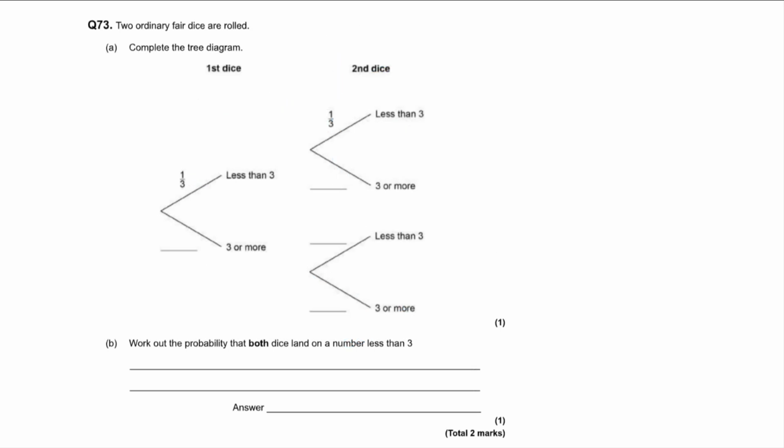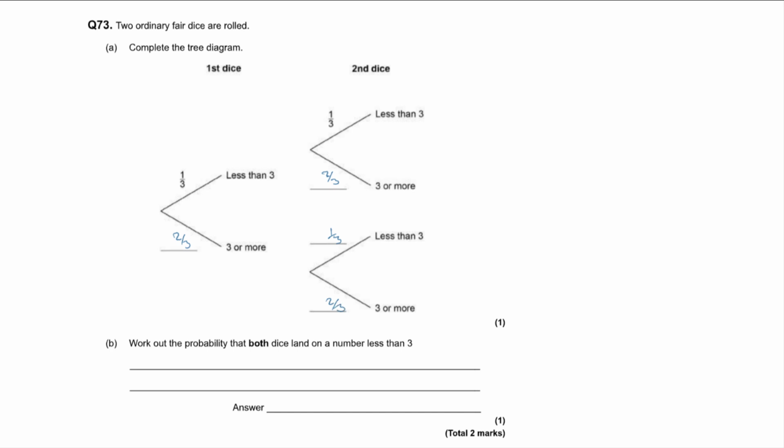Question 73, 2 ordinary fair dice are rolled. Complete the tree diagram. So the probability that you get less than 3, that's 1 in 3. What outcomes are less than 3? Less than 3 is 1 or 2, so you've got 2 outcomes out of 6, which reduces to 1 over 3. So the probability if you get 3 or more, you get 3, 4, 5 or 6, that's 4 out of 6, which simplifies to 2 out of 3. So that's 2 out of 3 there. It doesn't matter on the first or second roll, you're not going to change your probability of rolling a particular score on the dice. It should be the same each time. So that's 2/3 there as well, and 1/3 and 2/3 there as well.